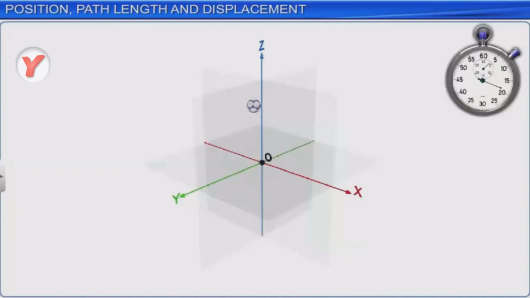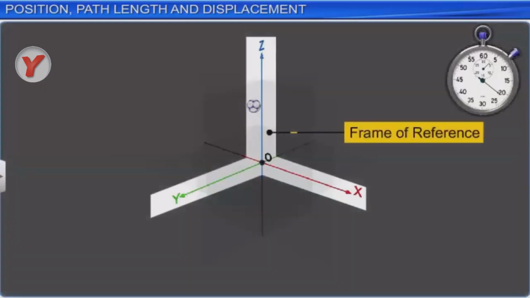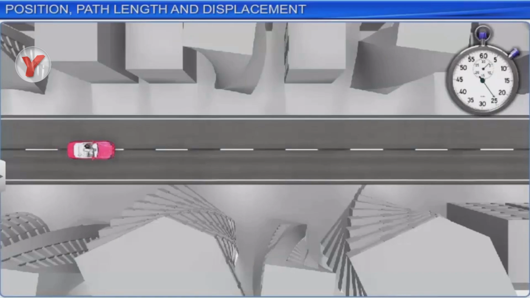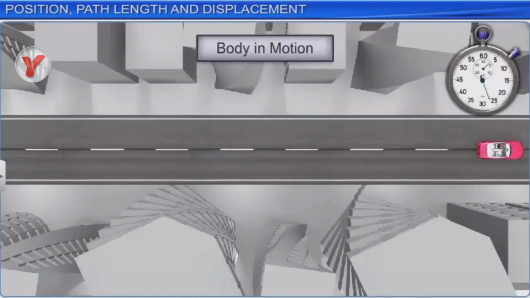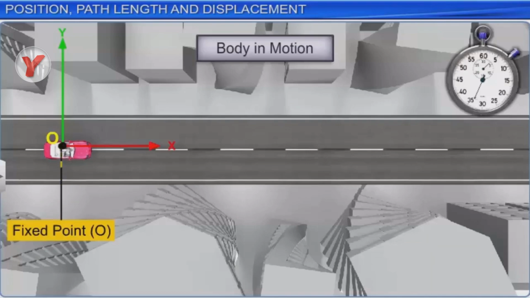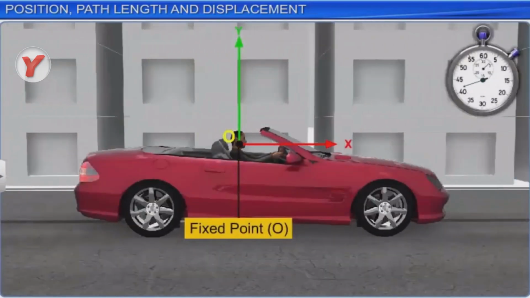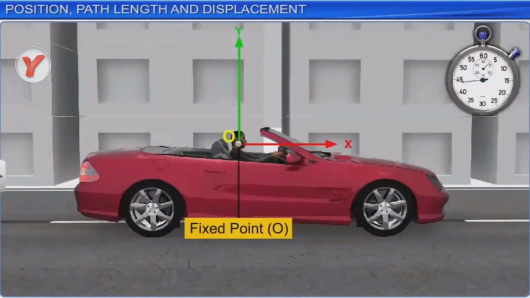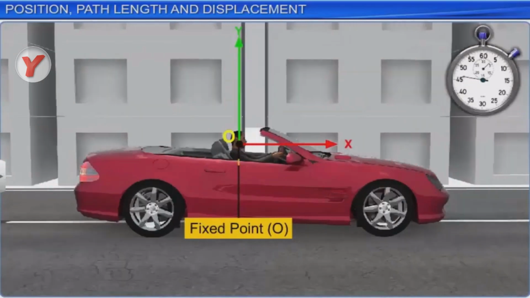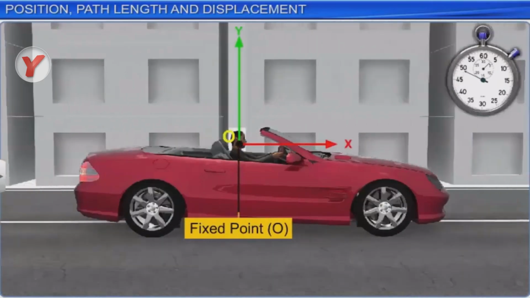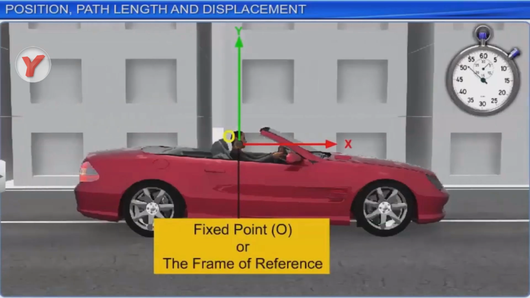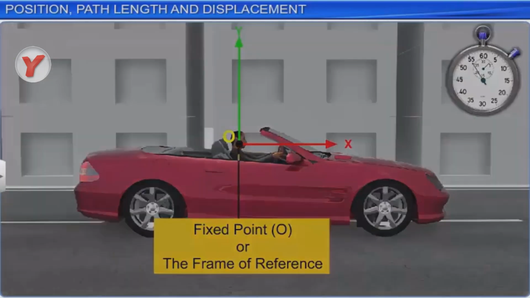A simple example of a car moving on a straight road will make this concept clear. Suppose you take a frame of reference with a fixed point on the road as the origin. We say that the car is moving. However, when you take a person sitting in the car as the origin of the frame of reference, then the driver of the car is at rest, as, in this case, the frame of reference itself is moving along with the car. If the body has one-dimensional motion, then we consider only one axis of reference.